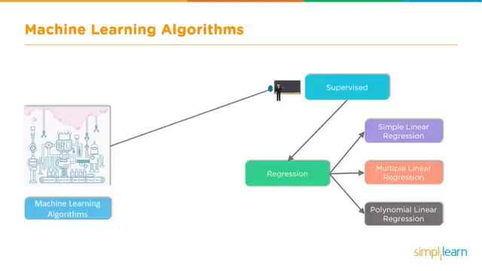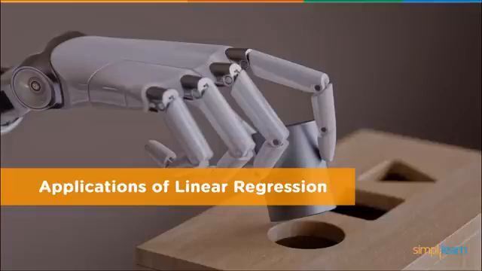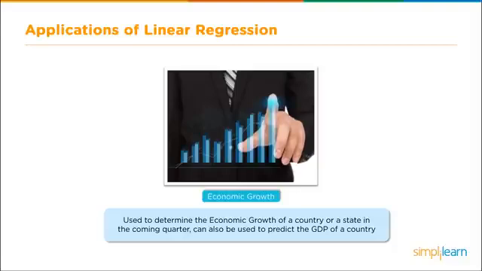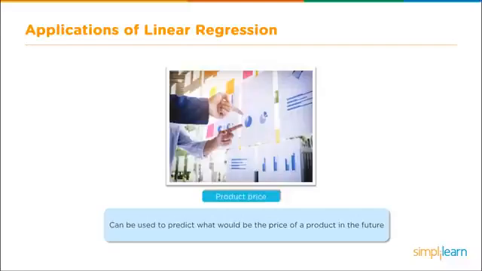Now that you see where a regression model fits into the machine learning algorithms, and we're specifically looking at linear regression, let's go ahead and take a look at applications for linear regression. Let's look at a few applications of linear regression. Economic growth: used to determine the economic growth of a country or a state in the coming quarter, it can also be used to predict the GDP of a country. Product price: can be used to predict what would be the price of a product in the future. We can guess whether it's going to go up or down, or should I buy today.